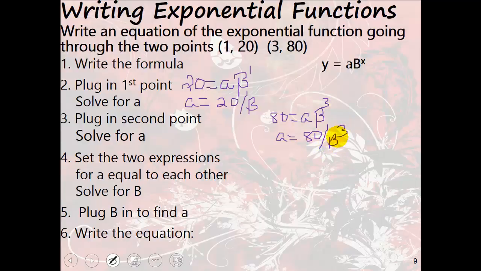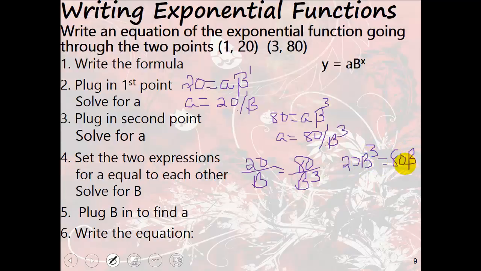All right, so notice that I have a equals and a equals. Well, remember the transitive property? Okay, so what we're going to do is we're going to set these two equal to each other. So I get 20 over b is equal to 80 over b cubed. Right? We're going to cross multiply. So I get 20b cubed equals 80b.